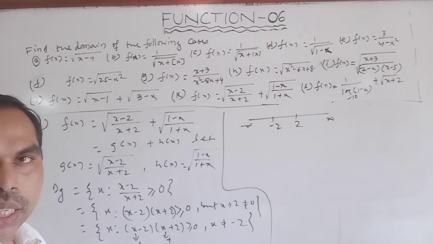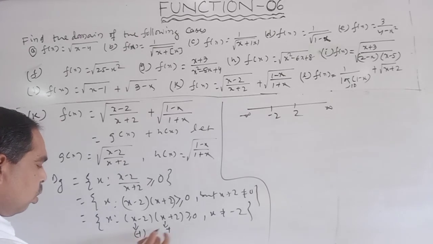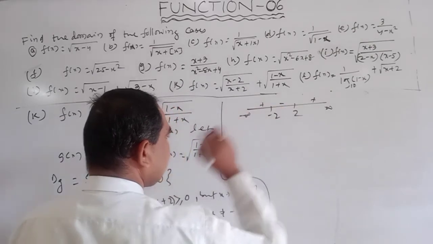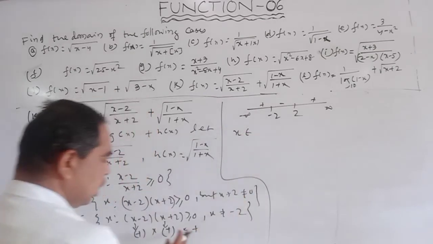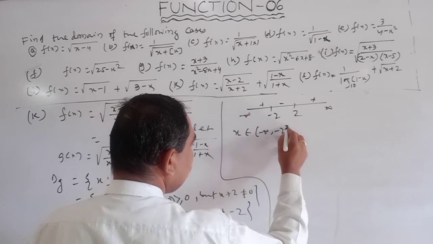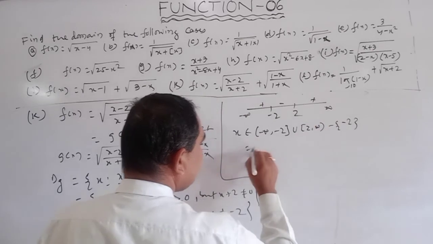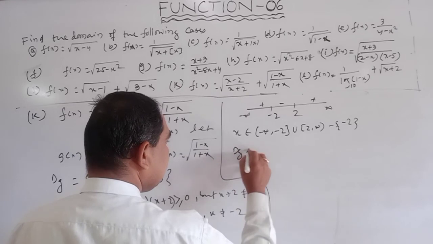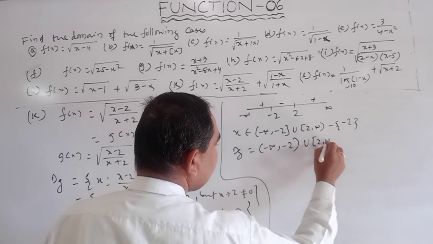Look at the sign of x plus and x plus. When we multiply, which sign comes? Plus sign. So put a plus sign here. This is minus, this is plus. Then x belongs to greater than or equal to 0, which means taking the positive sign. So minus infinity to minus 2 union 2 to infinity, minus the curly bracket minus 2. So the domain of g is equal to minus infinity to minus 2 open, union 2 to infinity. This is the domain of g.